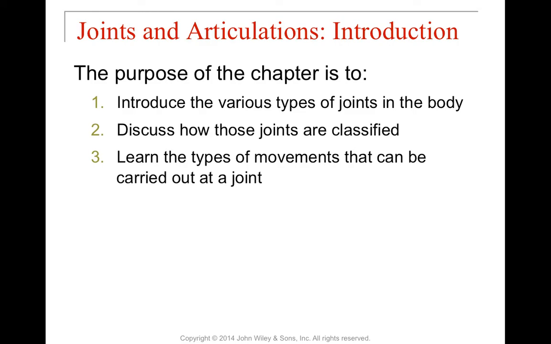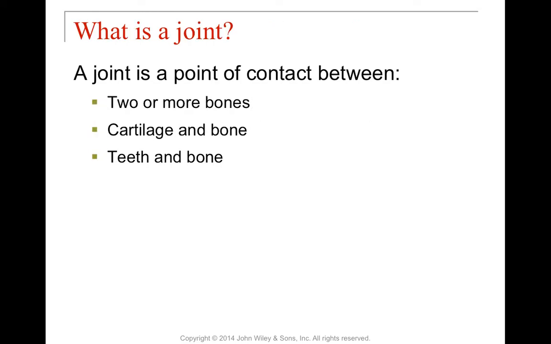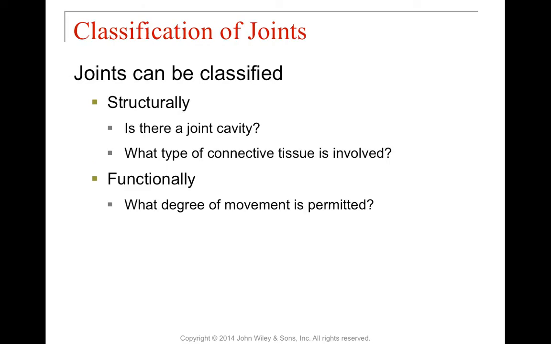So just to give you an overview of the chapter, we'll be talking about all of the various types of joints in the body and how they are classified into those various types, and we'll talk about the different types of movement that can be carried out at any given joint. So just to give you a definition, a joint is a point of contact between either two or more bones, cartilage and bone, or teeth and bone. So basically it's a point of contact between bone and another bone, bone and cartilage, or bone and teeth. And we can classify them both structurally and functionally.